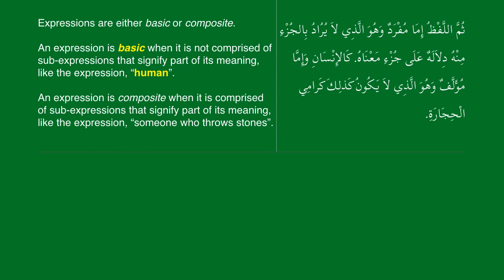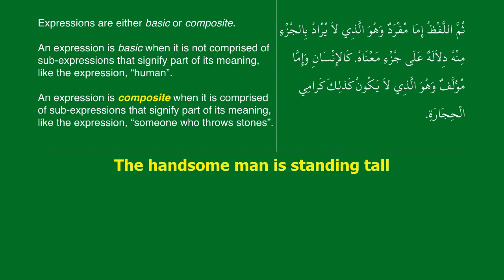A single basic word signifies a basic concept, actually it signifies a composite concept, but it signifies the composite concept in a basic way. The signification is not composed. This is the first kind of expression, basic expression. In the previous sub-lesson, we learned about the various kinds of basic signification, complete, partial, and implicative. The focus of this lesson is composite expressions. So he says that an expression is composite when it is comprised of sub-expressions that signify part of its meaning.